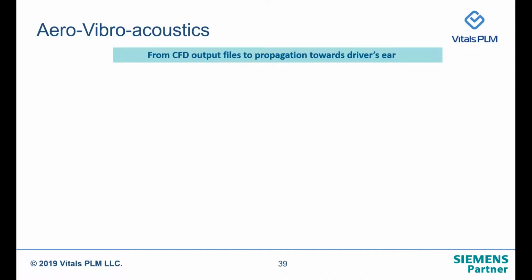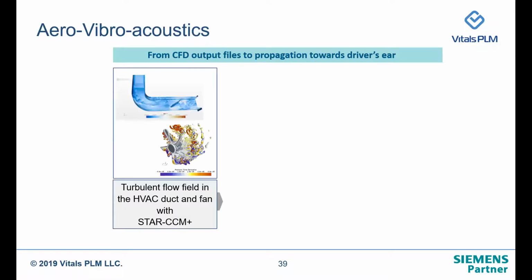So the typical workflow for the aero-vibro-acoustic analysis for the HVAC duct noise as a source is as follows. It starts with calculation of the turbulent flow field in the source regions. In this case, we have taken the HVAC duct and a fan inside the HVAC as the sound sources, and the turbulent flow is calculated using STAR-CCM+. Here we see the flow field inside the HVAC duct and on the duct surfaces.